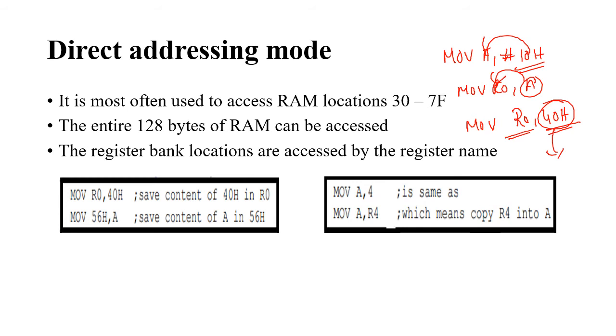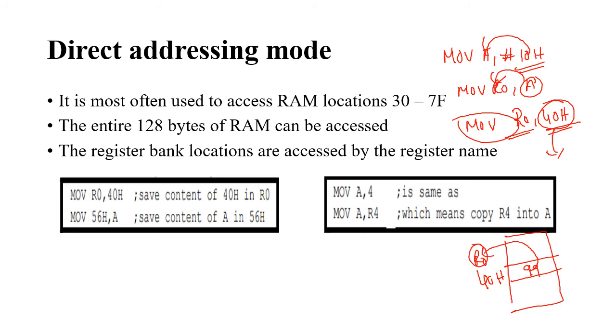This 40H specifies the address where the data is located. So what happens is, when this particular instruction is executed, we have an address called 40H. In the 40H, we will have some content, for example 99H. This 99H goes and stores in R0. So this is how the direct addressing mode works.